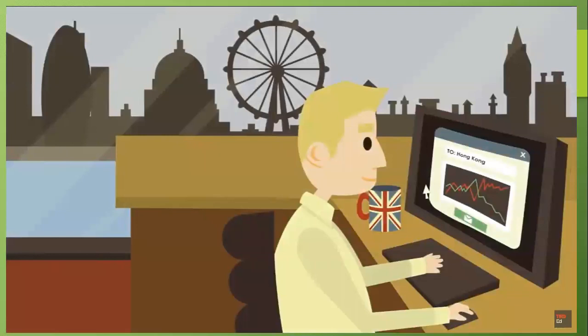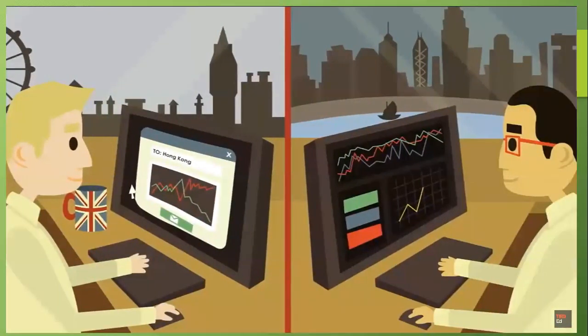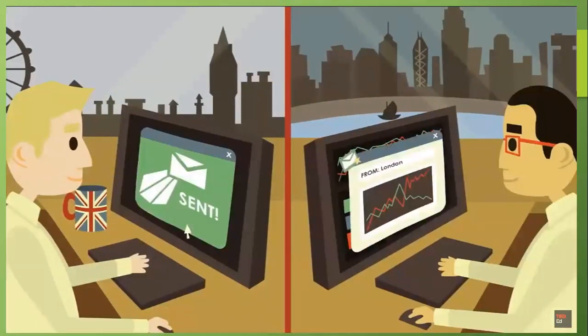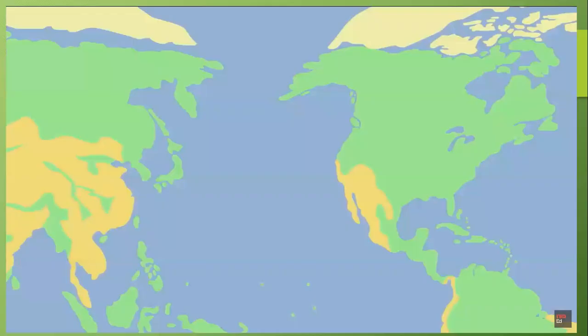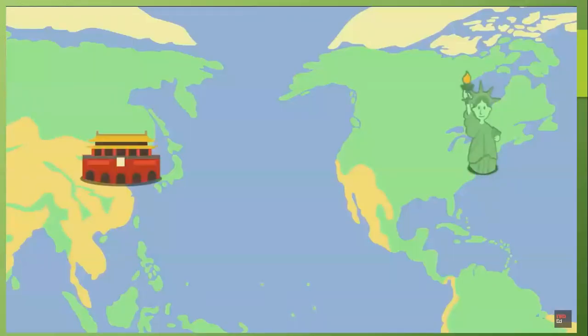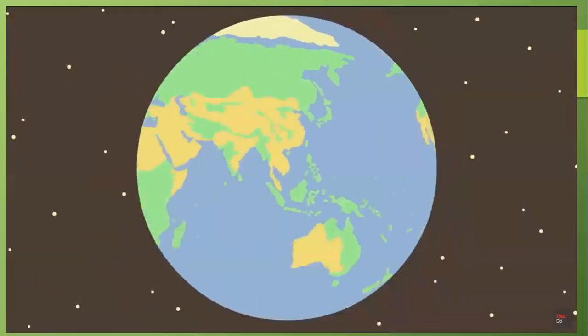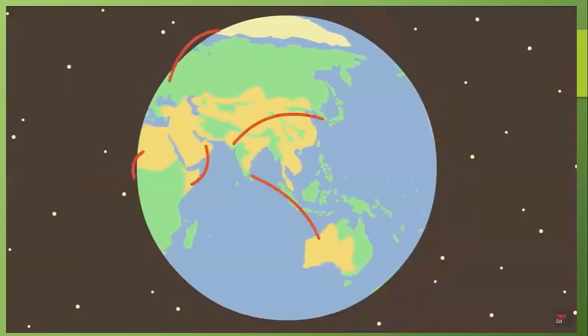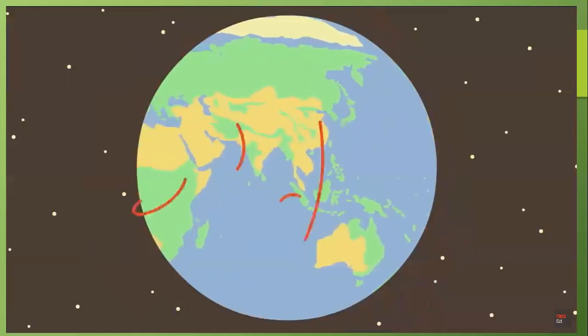A banker in London sends the latest stock info to his colleagues in Hong Kong in less than a second. With a single click, a customer in New York orders electronics made in Beijing, transported across the ocean within days by cargo plane or container ship. The speed and volume at which goods and information move across the world today is unprecedented in history.